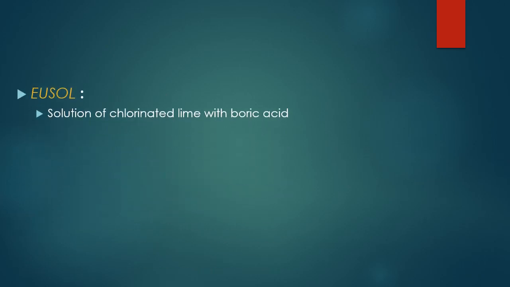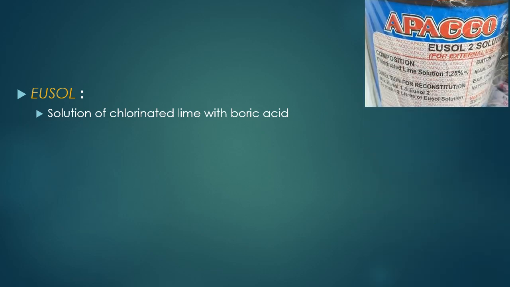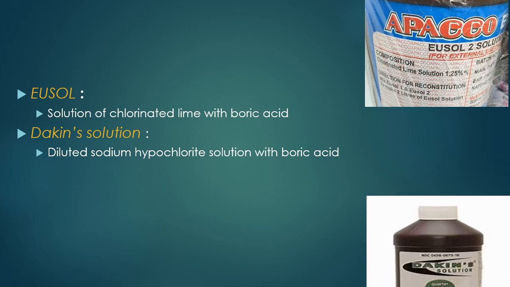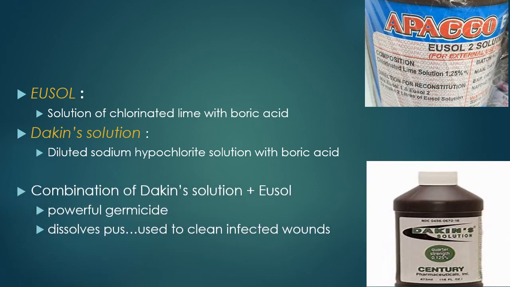Popular combinations of chlorophore, one of that is Eusol, which is solution of chlorinated lime with boric acid, which is another antiseptic disinfectant agent having weaker action. Another is Dakin solution, which is diluted sodium hypochlorite solution with boric acid. The combination of Eusol and Dakin solution is a powerful germicidal agent which dissolves pus, so it is used to clean infected wounds. But it may delay the wound healing and it can cause bleeding if blood clot dissolves.